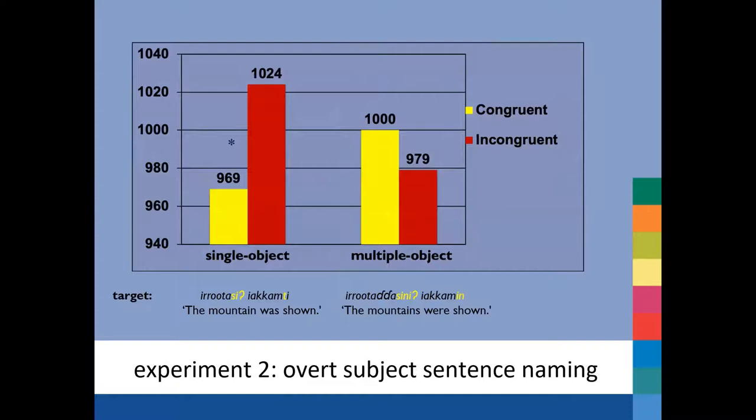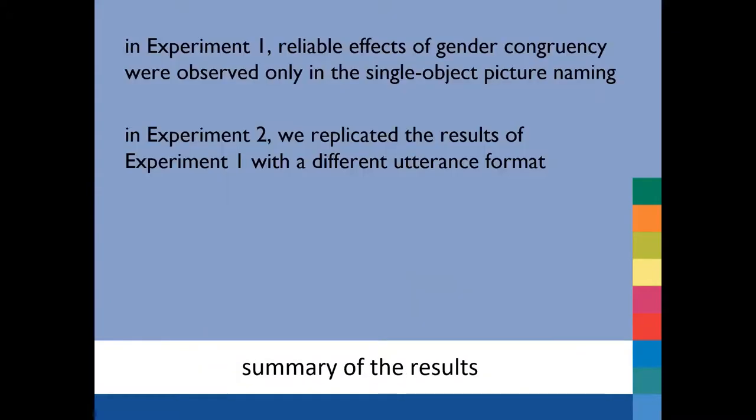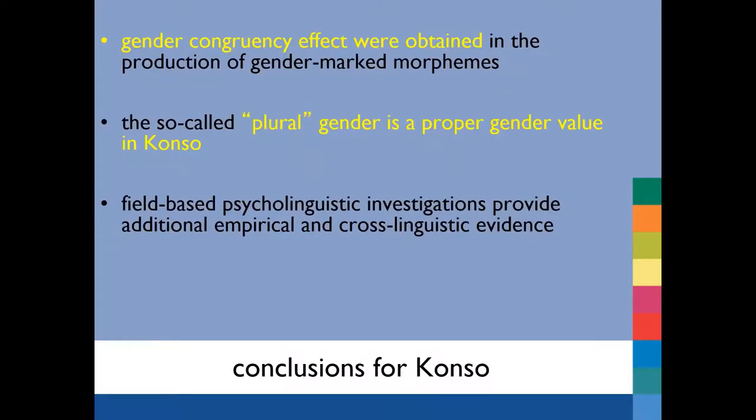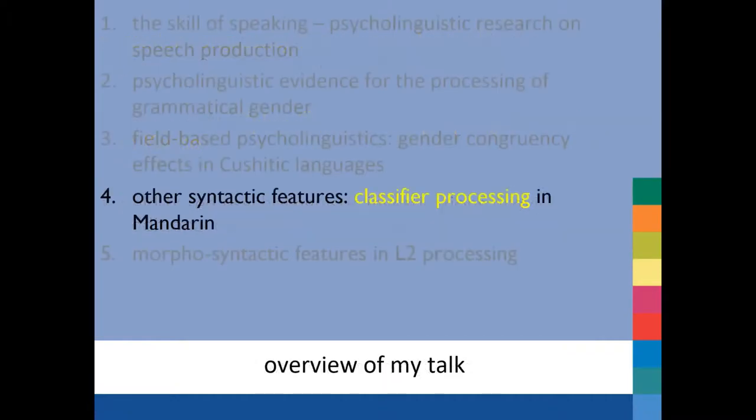So it's not completely clear what's going on here. But it's very interesting data. And what we think is that we were able to show that there is a gender congruency effect in the singular naming condition and that we replicated this effect. And so what we believe is the case is that the plural gender is a proper gender value in Conser. And that this demonstrates that psycholinguistic investigations can provide additional empirical evidence and help to give us cross-linguistic evidence for the experimental findings that we investigate. So more work like this should be done.